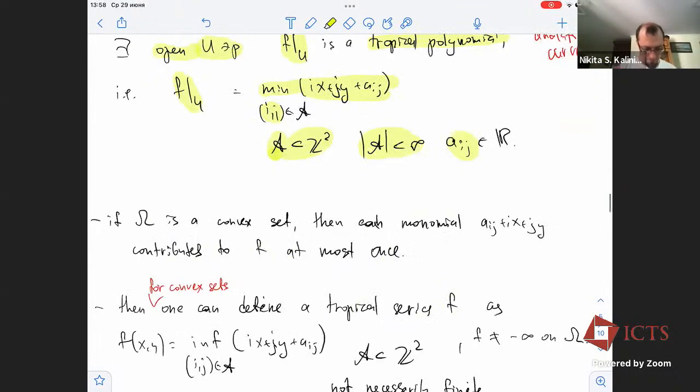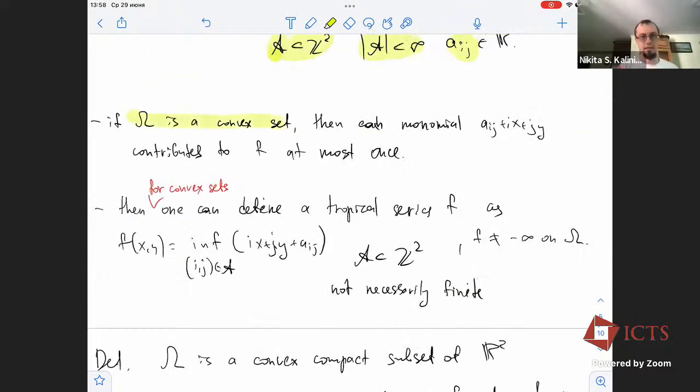Some remarks. If omega is a convex set, then each monomial a_ij plus ix plus jy contributes to f at most once. One can prove that if omega is a convex set, then for each monomial you can find a face, a subset of this plane, which is polygonal, where this monomial is the minimal one. And this set is connected. If omega is not convex, it's not true. Some different monomials with the same ix plus jy can contribute in different places.